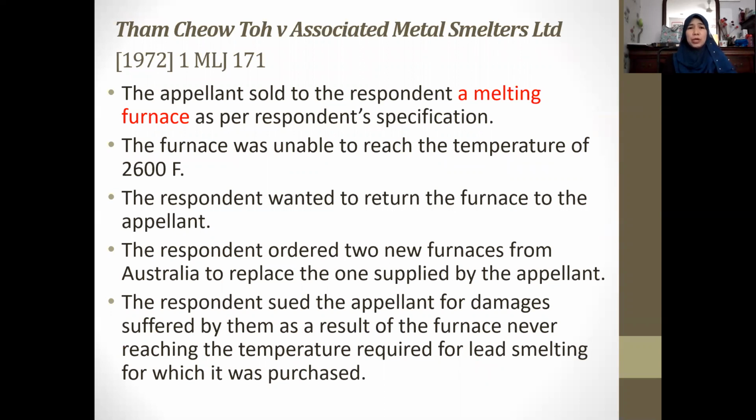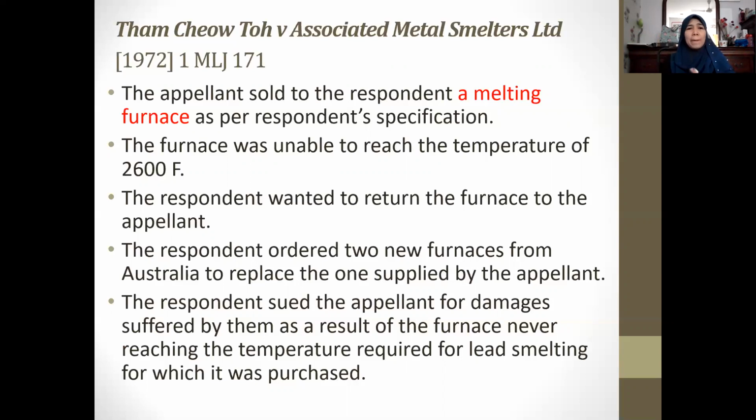The case is Tam Xiaotou and Associated Metal Smelters Limited, 1972. This is an appeal case, a sale and purchase case. The appellant sold to the respondent a melting furnace. I have a picture of the furnace after this. It was a melting furnace as per the respondent's specification, and the specification was that the furnace was supposed to reach a temperature of 2600 Fahrenheit. But when the furnace was delivered, it didn't reach this temperature.